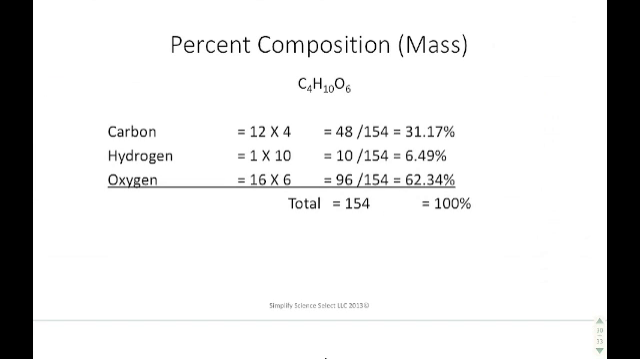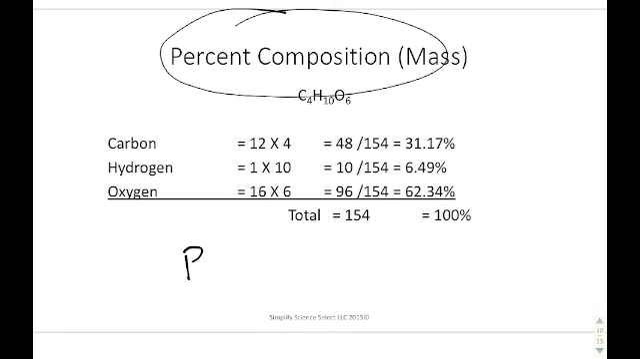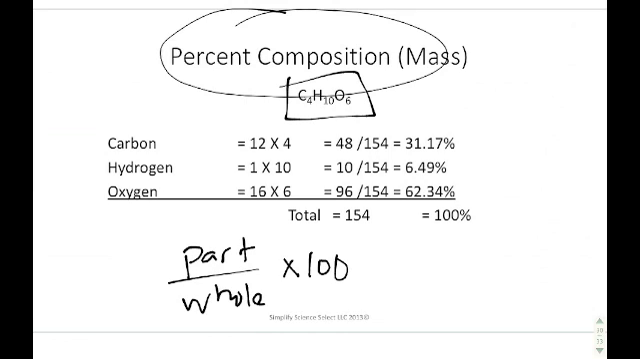But this is the one that's really important, the idea of percent composition. In other words, what is the mass composition of your particular particle? And how you find the percent composition is pretty easy. Anytime you find the percent of something, it's part over whole times 100. So when I give you a compound like C4H10O6, the first thing you have to do is find the whole. And we've done this. This is what we did when we found the gram formula mass.